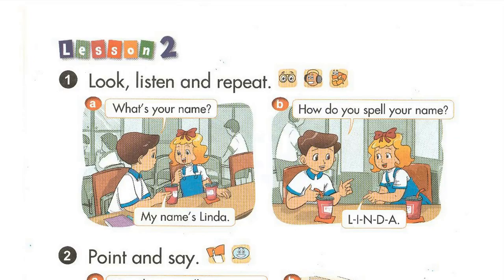Page 14. Lesson 2. Activity 1. Look, listen and repeat. A. What's your name? My name's Linda. B. How do you spell your name? L, I, N, D, A.